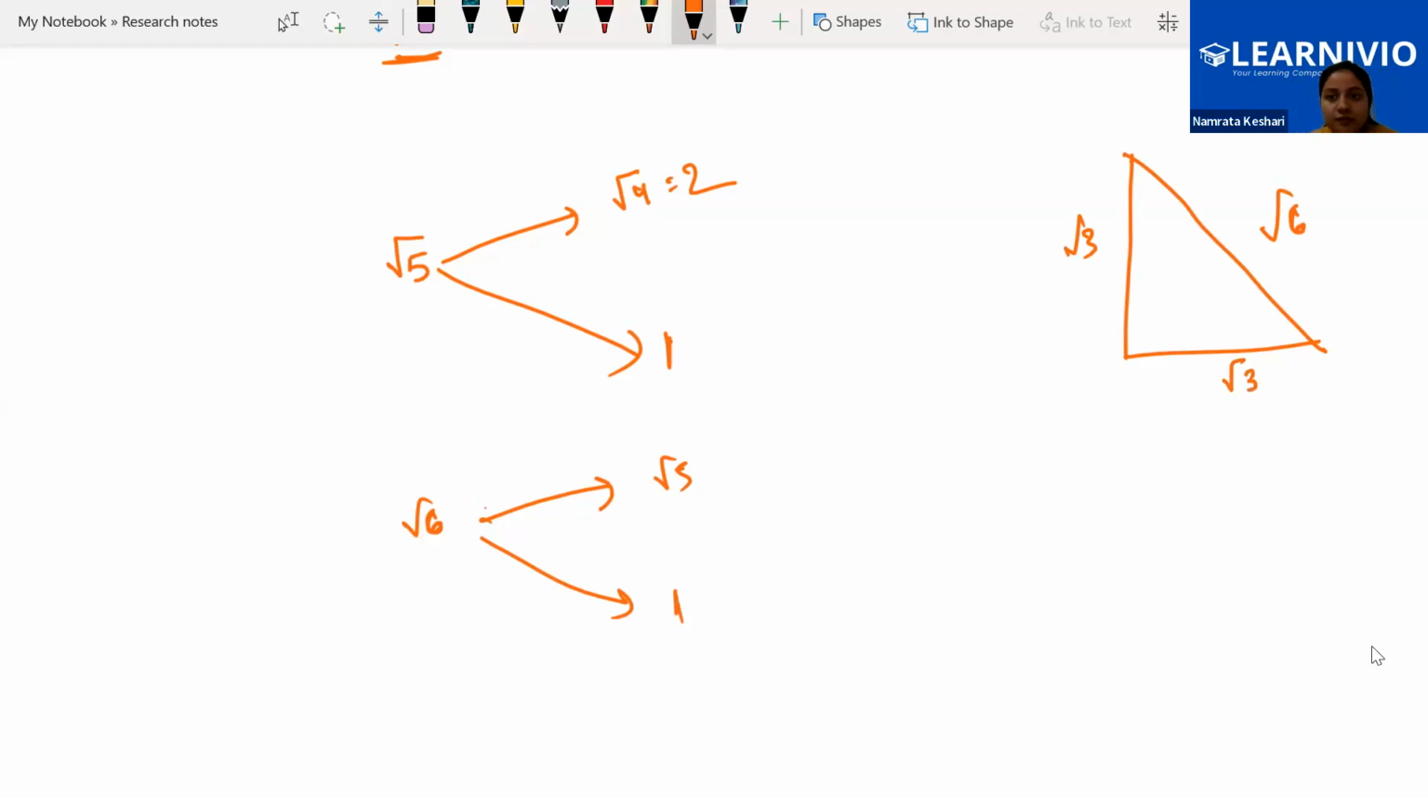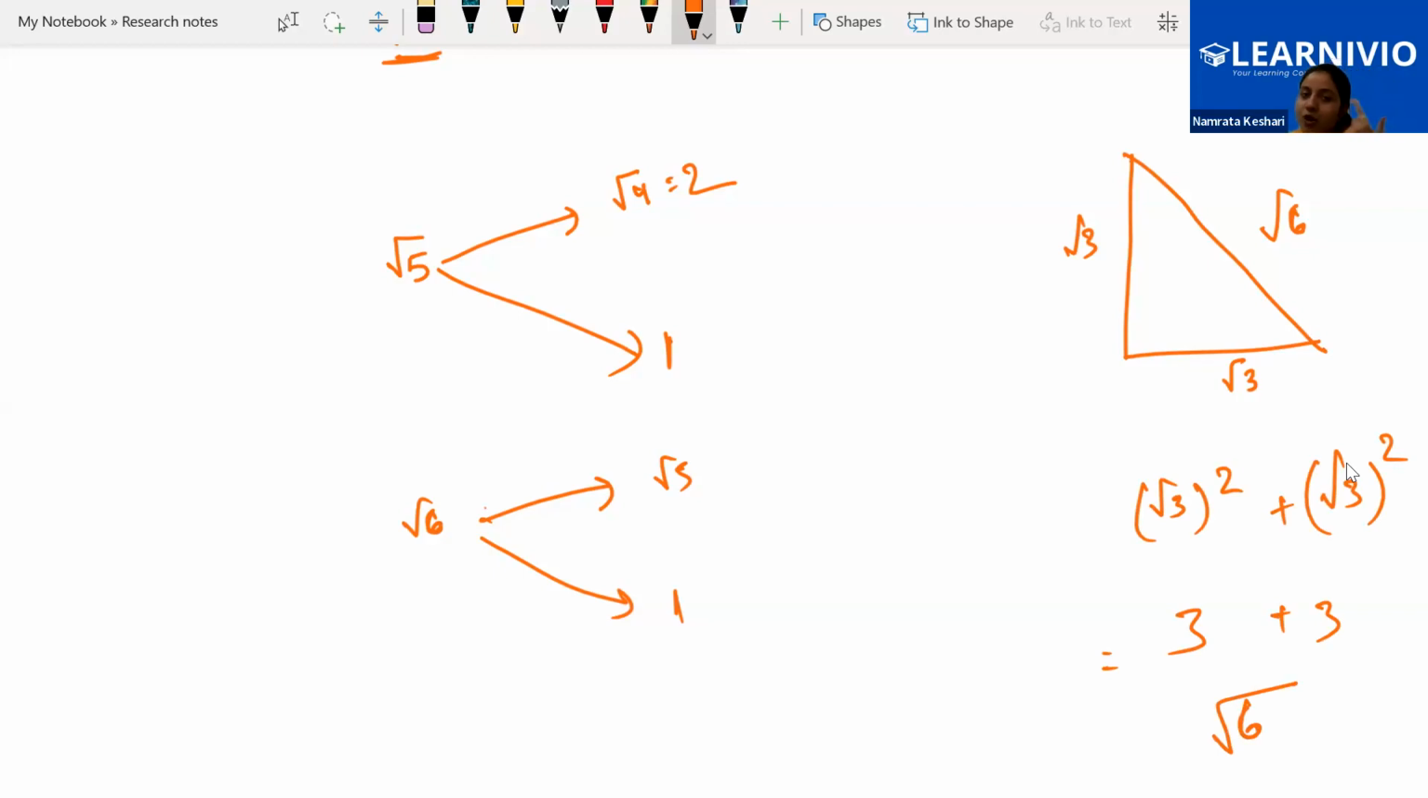Yes, ma'am, this is also one of the possibilities of plotting root 6. If we do root 3 squared, only 3. If we do root 3 squared again, only 3. That means 3 plus 3, 6, and root 6 we will be getting. So yes, this is also one of the ways.